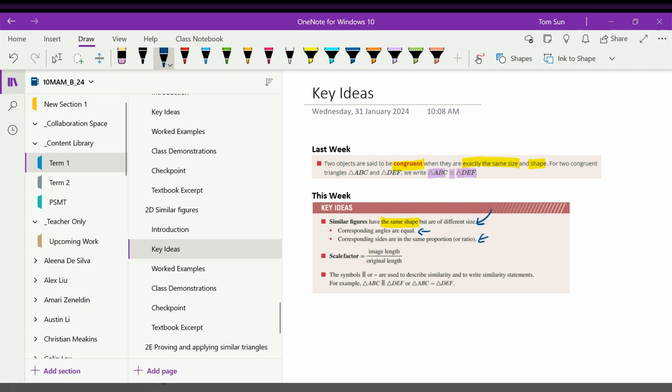So today we're looking at this specific part of talking about sides not necessarily being the same but having the same proportion. We'll be looking at something called the scale factor.